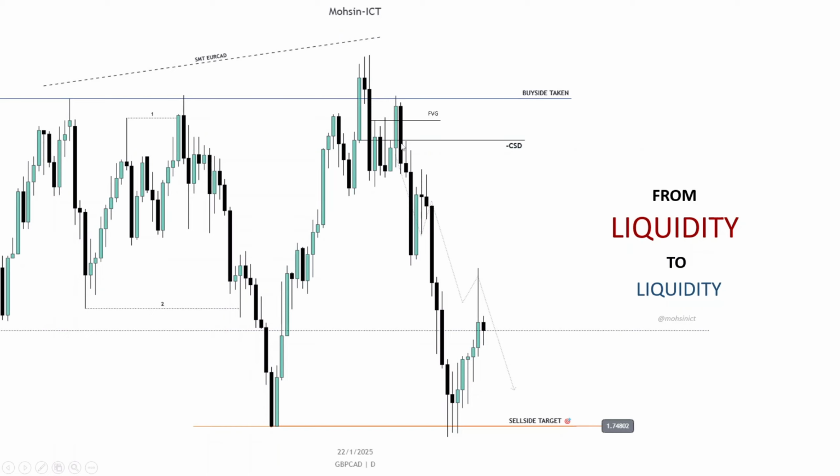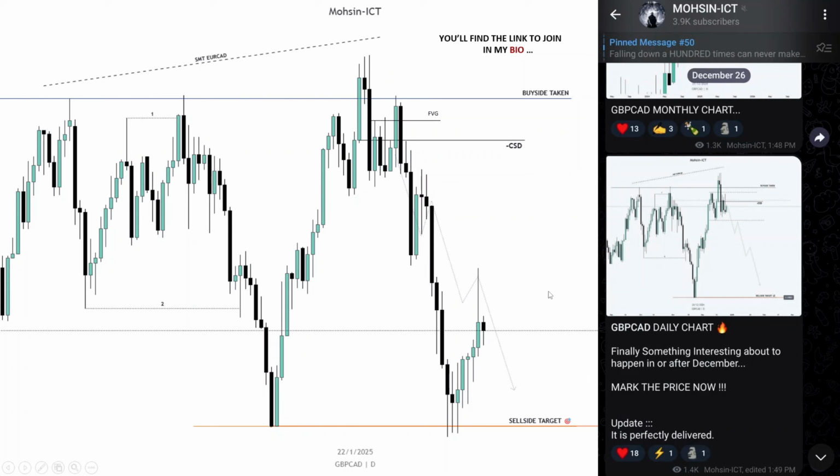Eventually, price goes down, giving us nice entries right here and then to this level. I actually sent this inside my free Telegram as well, calling out the price when it was right here, you can see, on December 26.